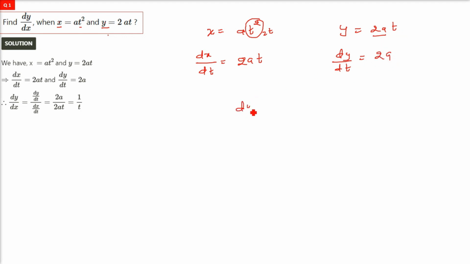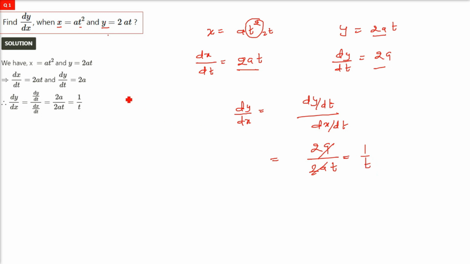Now dy by dx is what we intend to find. That is, we need dy by dt divided by dx by dt. So dt gets cancelled and you will get dy by dx in turn. dy by dt is 2a, dx by dt is 2at. 2a gets cancelled, you get 1 by t, and that is the final dy by dx.